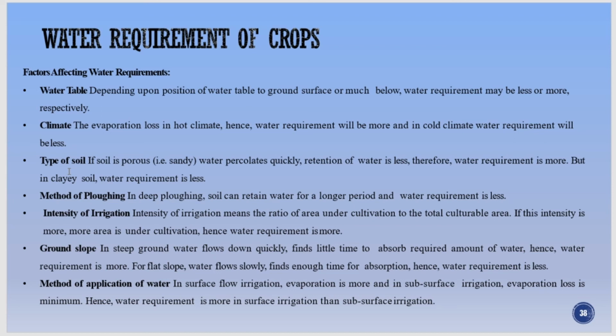Okay, method of flowing. What is your method of flowing? Based on that also water retention will be decided. Okay, next is intensity of irrigation. How intensively you are applying the water, how frequently you are applying the water. Based on that, the intensity can be decided. Okay, next coming is ground slope.